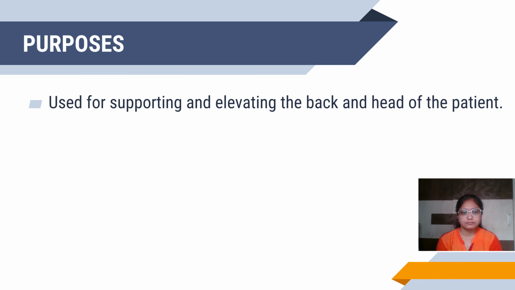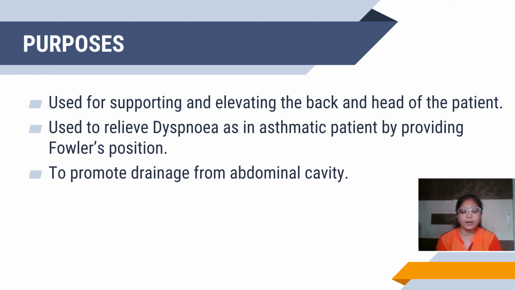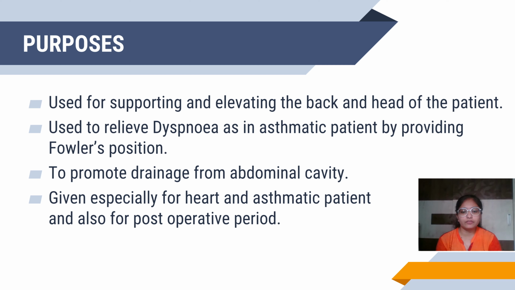The purpose is: backrest is mainly used for elevating the back and for supporting the back and head of the patient. It is used to relieve dyspnea, meaning difficulty in breathing, in asthmatic patients by providing Fowler's position. Fowler's position is a type of sitting position. It promotes drainage from the abdominal cavity in case of any abdominal surgery. It is given especially for heart and asthmatic patients and also for the post-operative period.